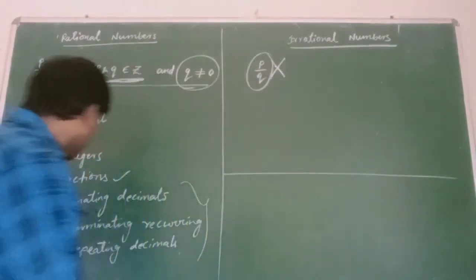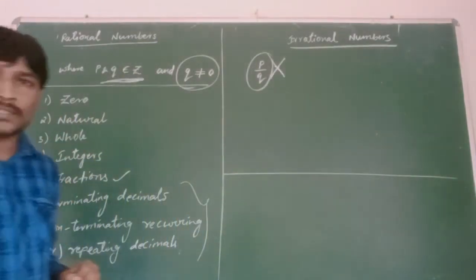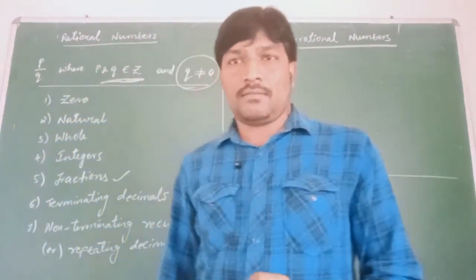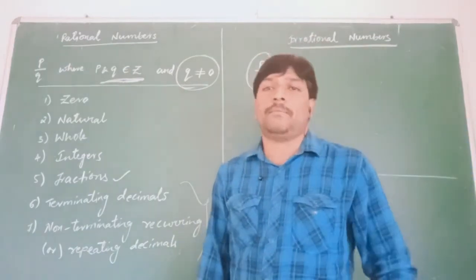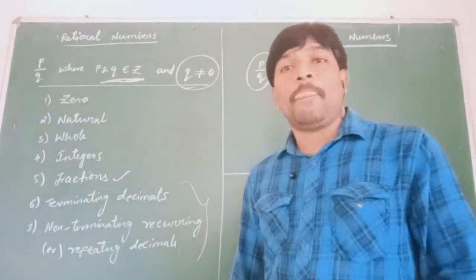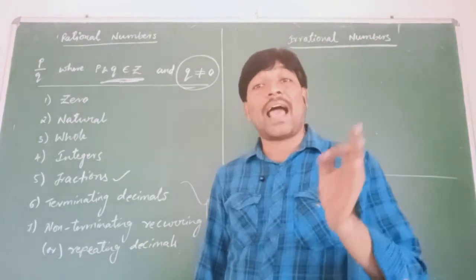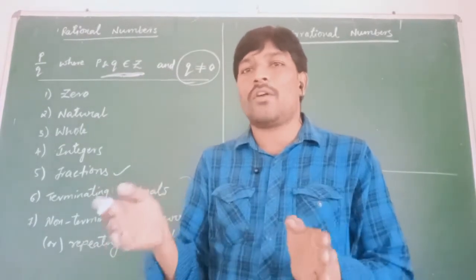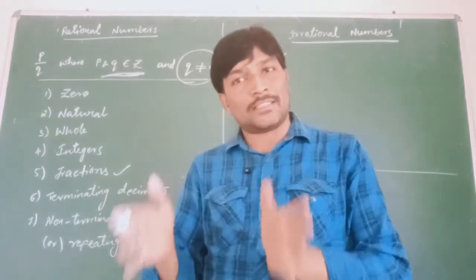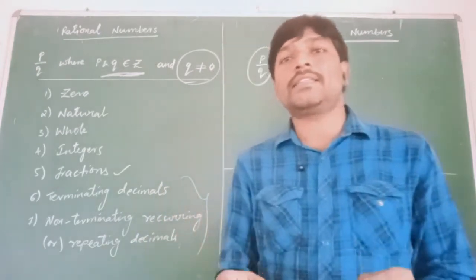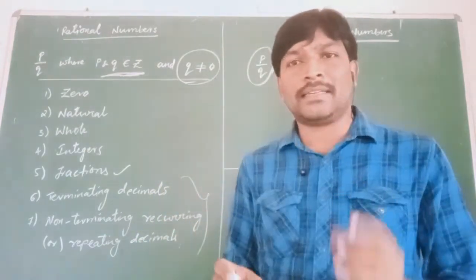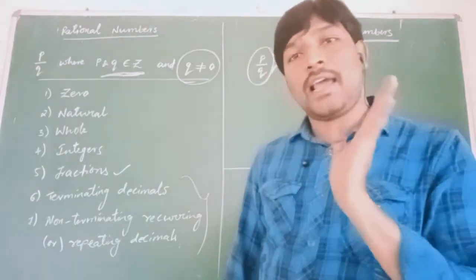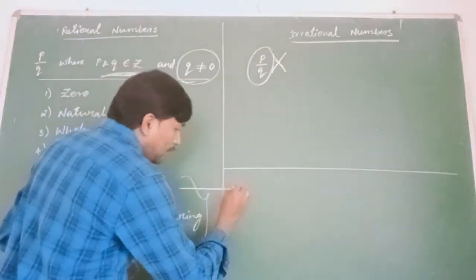Let's go for examples of terminating decimals, which we already discussed in the previous class. Terminating decimals are those where the number of digits in the decimal part is finite, meaning there is a countable or limited number of digits. Then it is called a terminating decimal. Terminating means which has an end, which stops. So they are called terminating decimals.